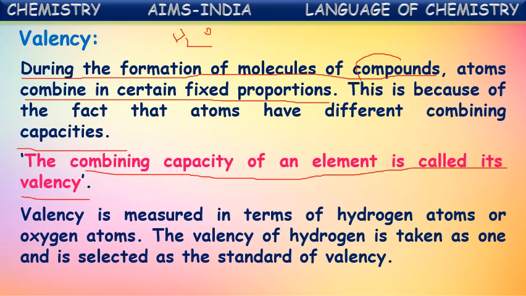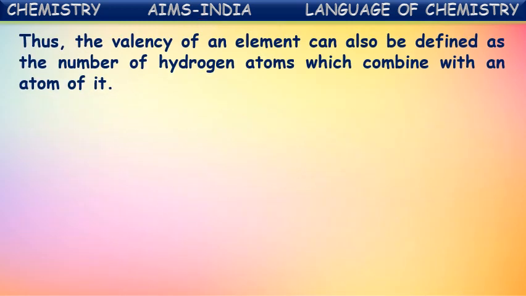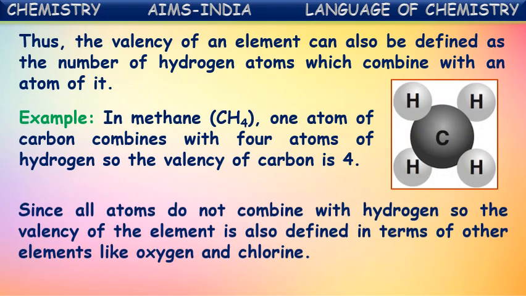This valency is measured in terms of hydrogen atoms or oxygen atoms. The valency of hydrogen is taken as 1 and is selected as the standard of valency. That's why oxygen's valency is 2. Hydrogen valency is 1, oxygen valency is 2. Those are the standard valencies, and we take those as the reference valencies also, right?